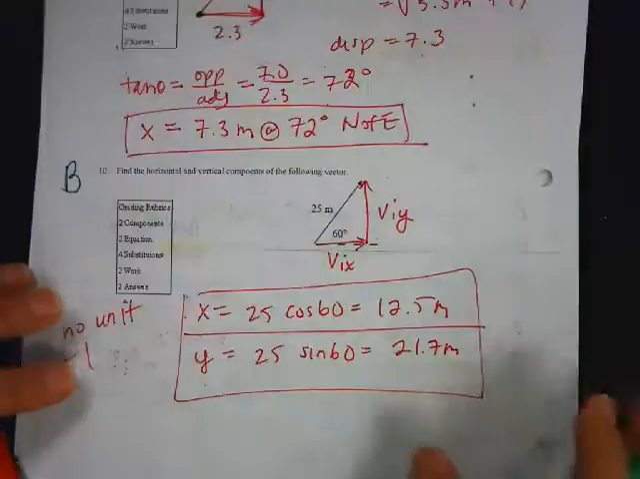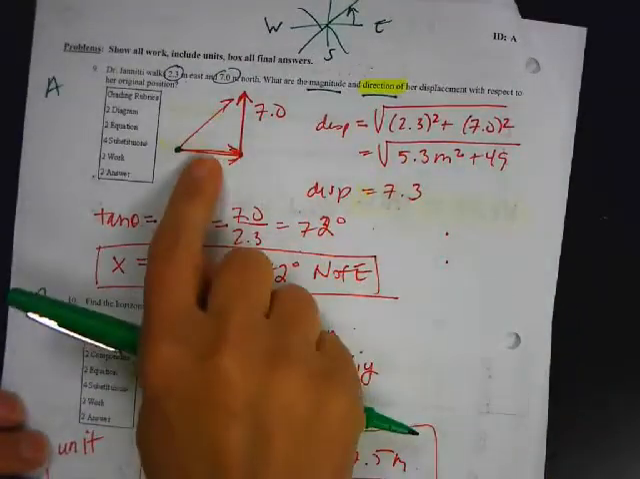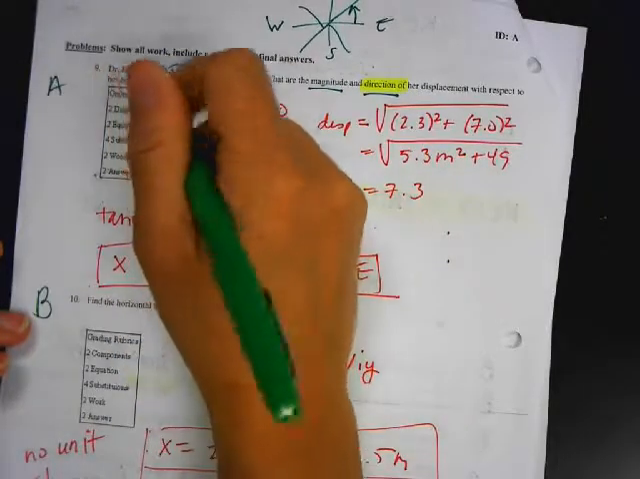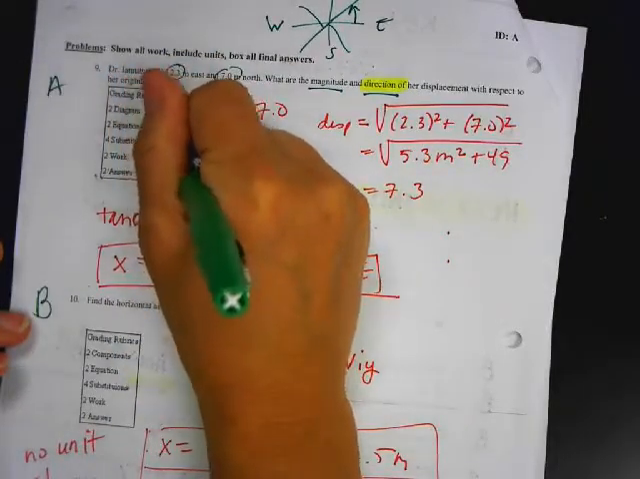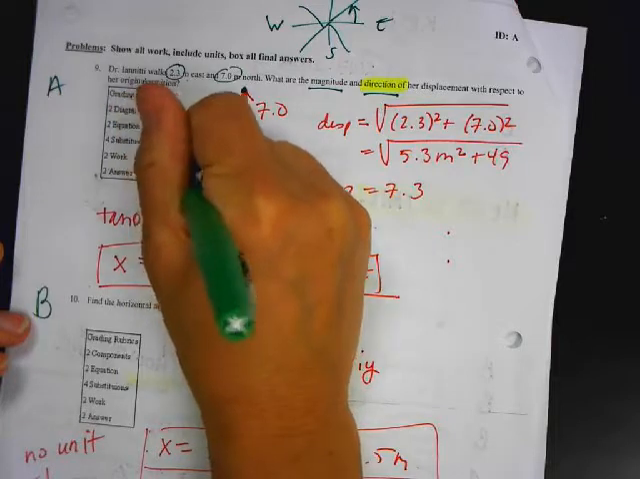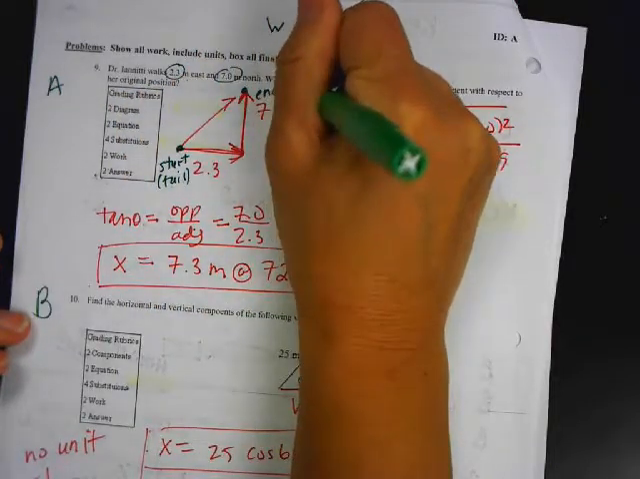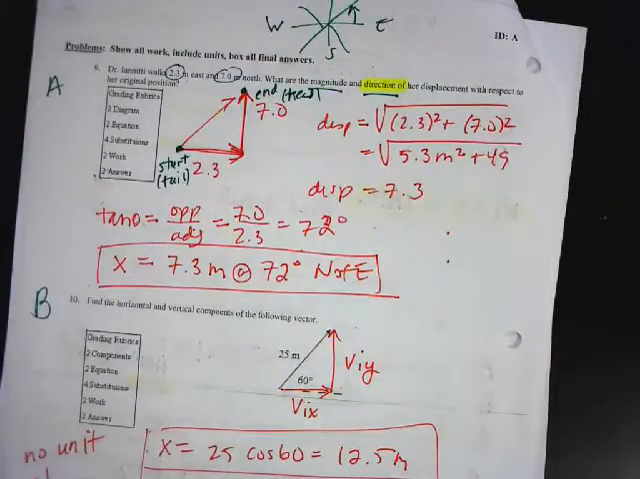All right, so now here's my two vectors head to tail. This is where I start. This is where I end. Where I start, this is going to be the tail of the resultant. And where I end, this is going to be the head of the resultant. So now here's my resultant.